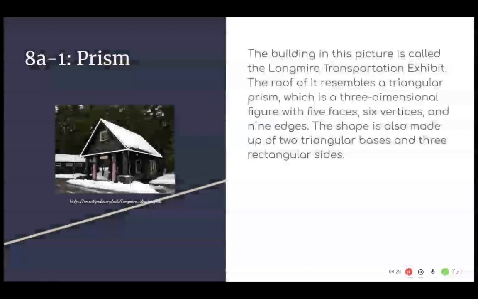The building in this picture is called the Longmire Transportation Exhibit. The roof of it represents a triangular prism, which is a 3-dimensional figure with 5 faces, 6 vertices, and 9 edges. The shape is also made of 2 triangular bases and 3 rectangular sides.